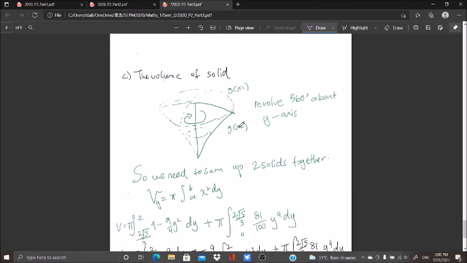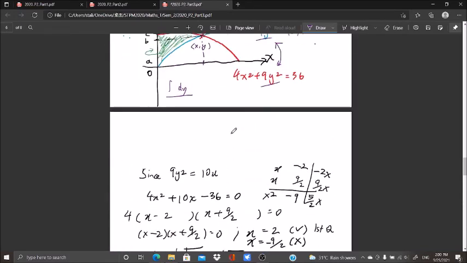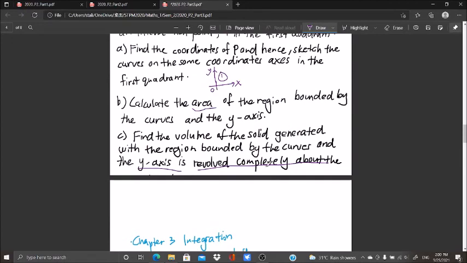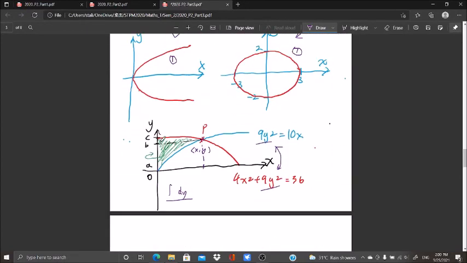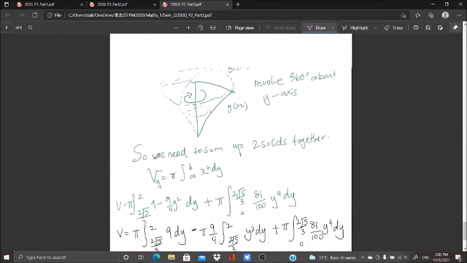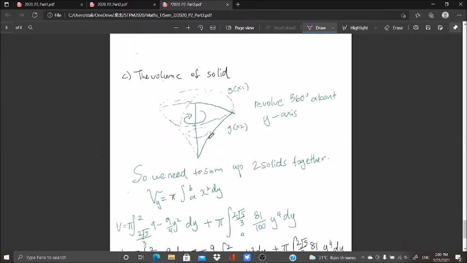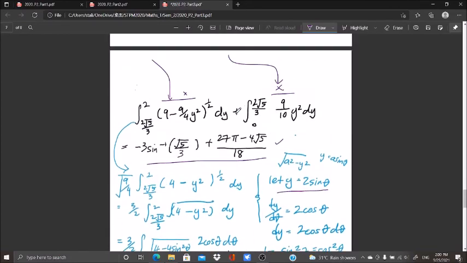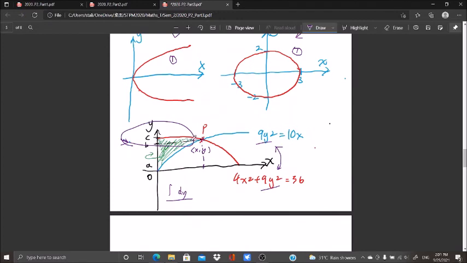So see, the volume of a solid. In this question, it says that it revolves completely about the y-axis, which means it revolves 360 degrees about the y-axis. So it's something like this one, a curved cone, an upside down curved cone. What we know is we need to sum out two solids together. Why are there two solids here? When we look back, in this curved cone, we have a hemisphere.